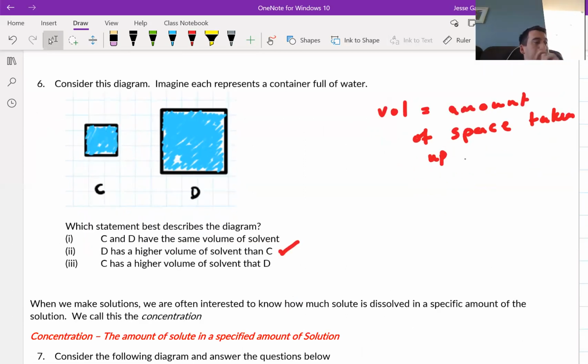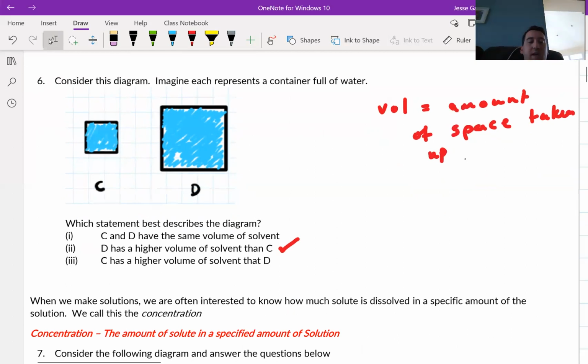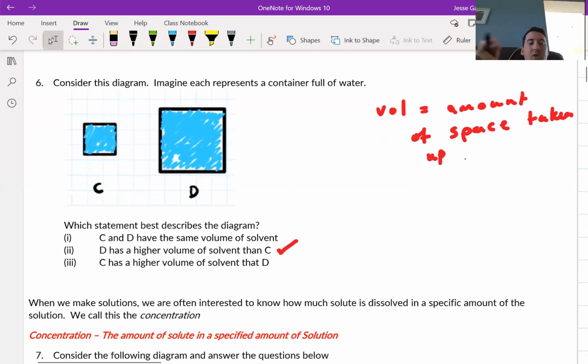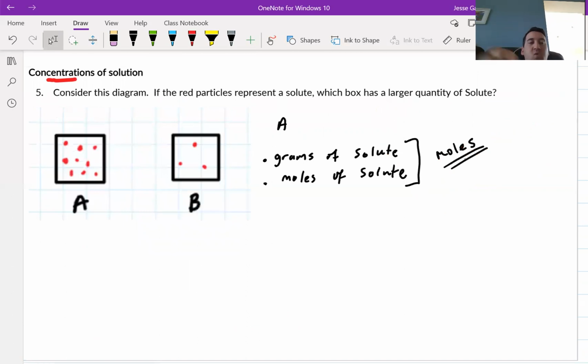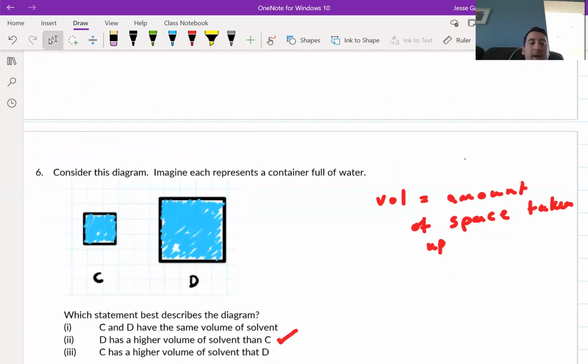Yeah, okay. So let's put these two ideas together. When we make solutions, we are often interested to know both of these things together. So this thing up here that we learned: how much quantity of solute do we have? Quantity just refers to how many grams or how many moles you have, how much of it is there. But we also need to consider the volume as well, okay?